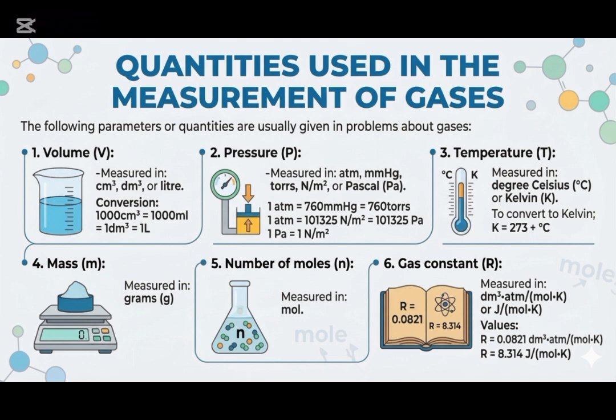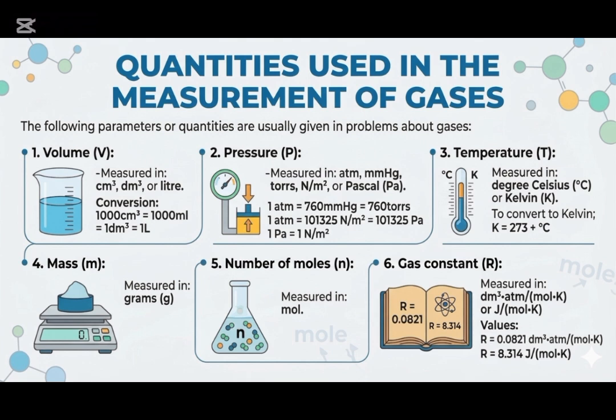Number 3 is temperature. This is the third quantity needed, which is represented by T. It is measured in degrees Celsius or Kelvin. And when you are given in a problem, you need to convert degrees Celsius to Kelvin. And the relationship of conversion is that K is equal to 273 plus degrees Celsius. So make sure you add 273 to every degree Celsius value you were given in order to convert to Kelvin before using them or substituting them in your calculations.